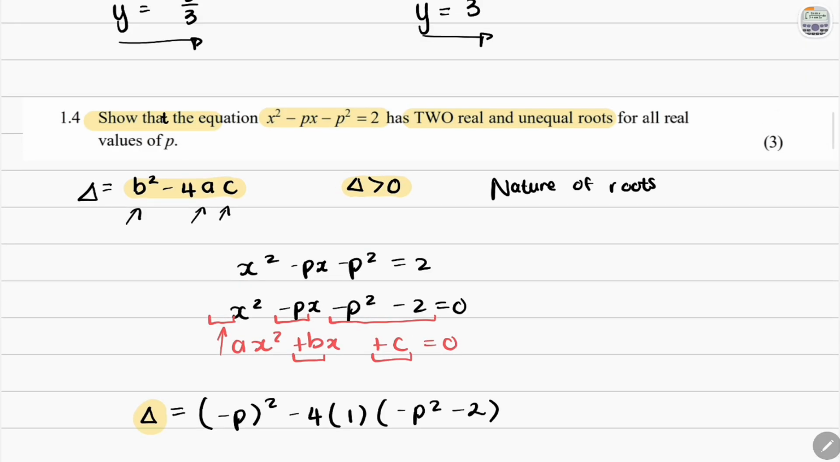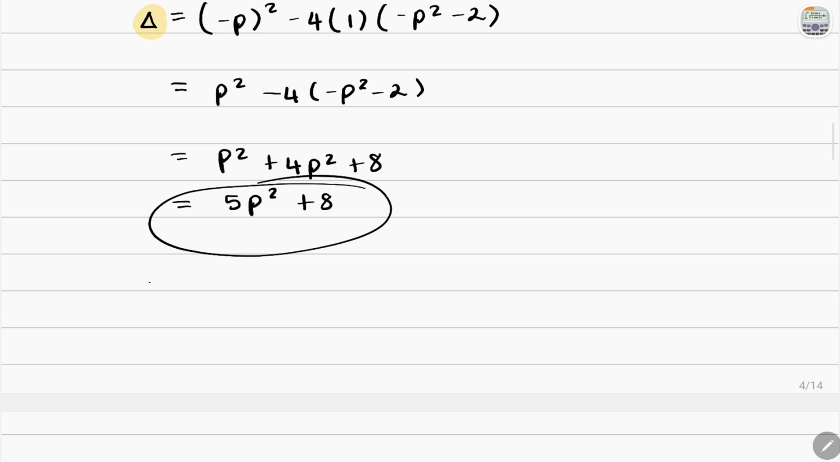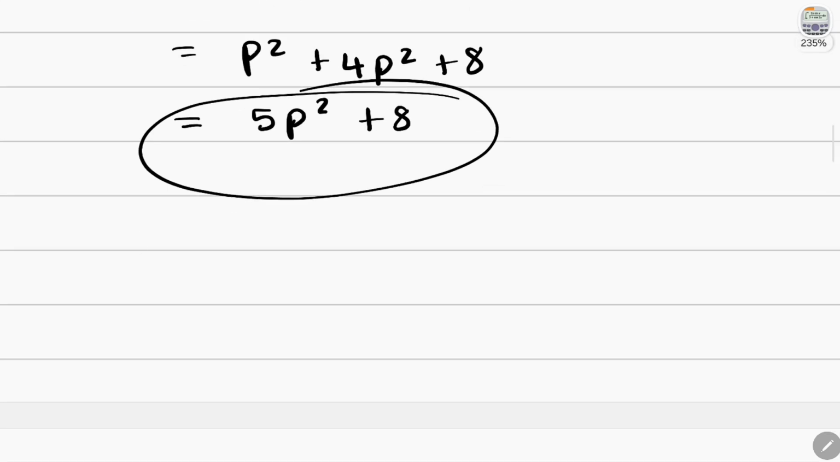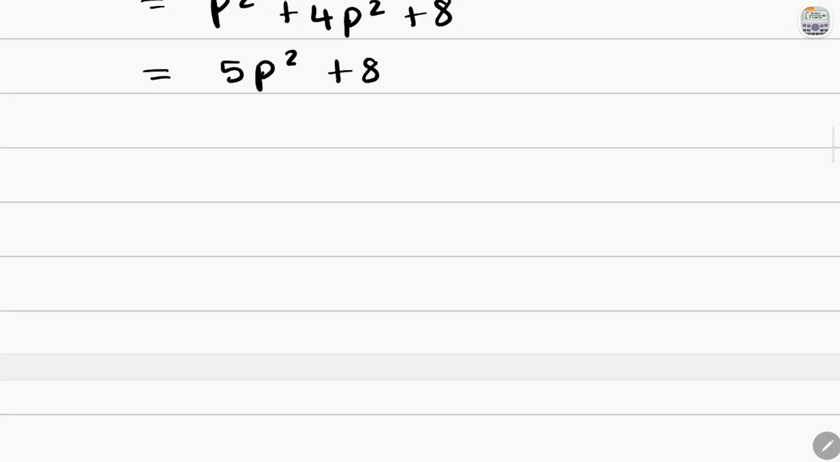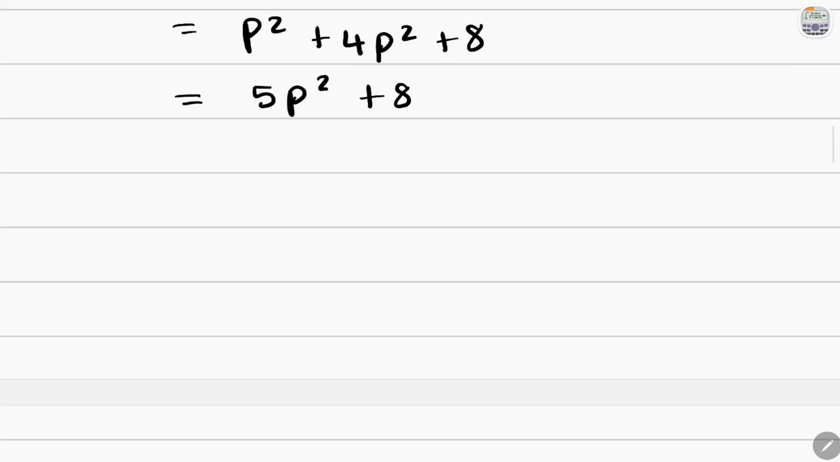Is greater than 0. That will ensure that the roots are always going to be real and unequal for all real values of p. So can you prove that this expression will always be positive for every real value of p? Well, yes, we can clearly see it's always going to be positive. And here's how we prove this. You're going to prove it basically piece by piece.